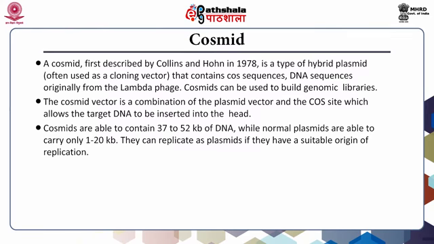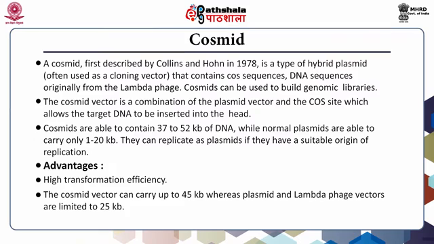Cosmids are able to contain 37 to 52 kb of DNA, while normal plasmids are able to carry only 1 to 20 kb. They can replicate as plasmids if they have suitable origin of replication. Advantages: high transformation efficiency. The cosmid vector can carry up to 45 kb, whereas plasmid and lambda phage vectors are limited to 25 kb.